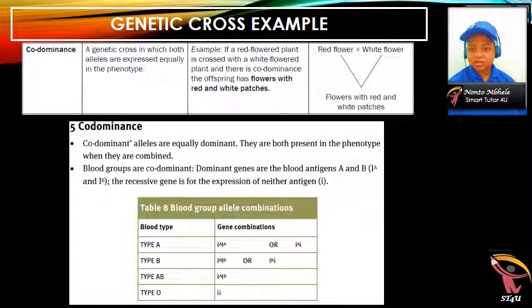Codominance can also be seen in the blood groups. Codominant alleles are equally dominant. They are both present in the phenotype when they are combined. Blood groups are codominant. Dominant genes are blood antigens A and B. The recessive gene is for the expression of neither antigen. Okay, so you can see here the blood groups as well, but we will look at the blood groups in detail when we do the genetic cross.